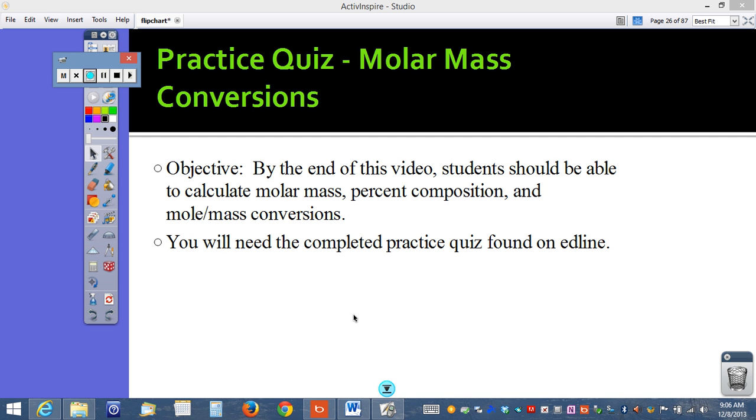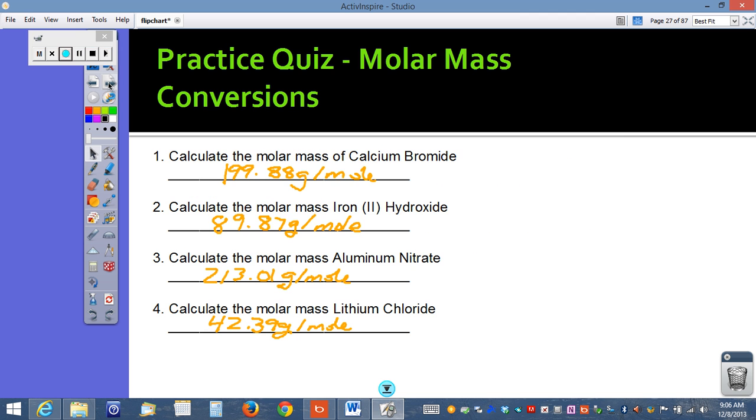By the end of this video, students should be able to calculate the molar mass, percent composition, and molar mass conversions. To do this, you should have the completed practice quiz, which is found on Edline. For questions 1 through 4, you should have the following molar masses. We will do number 1 and number 2 as practice or demonstration problems.